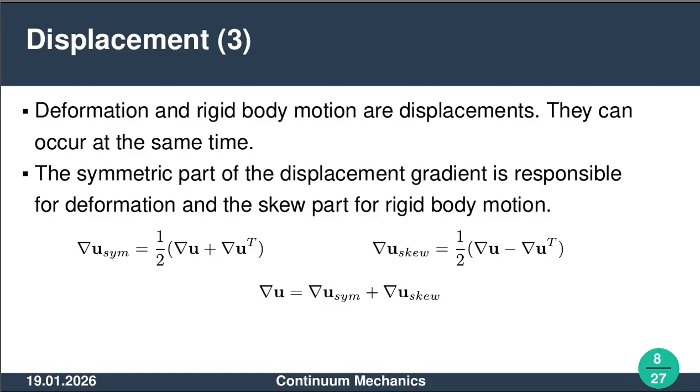It is first the addition of its symmetric and its skew symmetric part, which are respectively responsible for deformation and rigid body motion. So the symmetric part is gradient of u symmetric equal 1/2 open bracket gradient of u plus transpose of gradient of u close bracket, and the skew part is gradient of u skew equal 1/2 open bracket gradient of u minus transpose of gradient of u close bracket. And gradient of u is of course the addition of both parts.